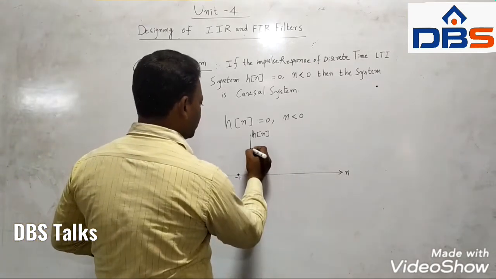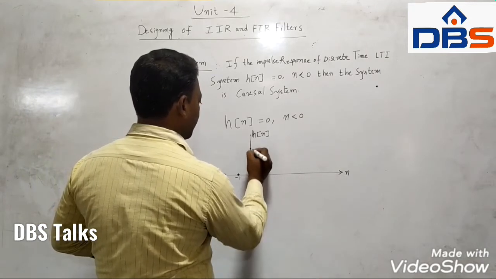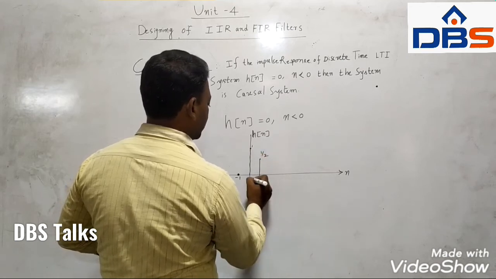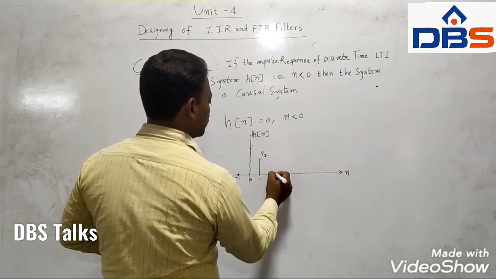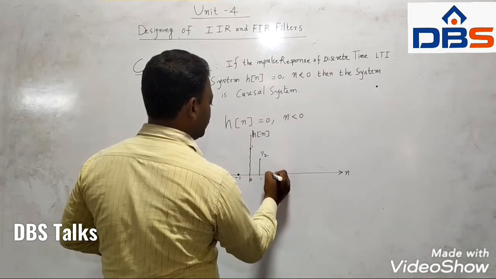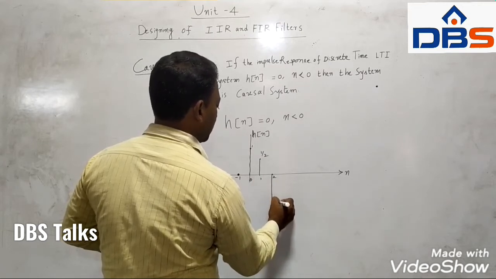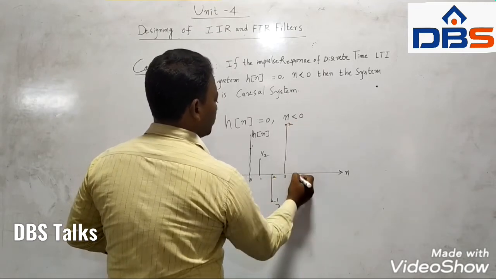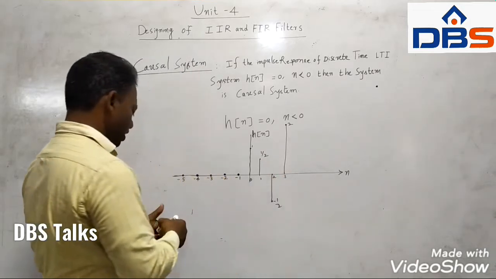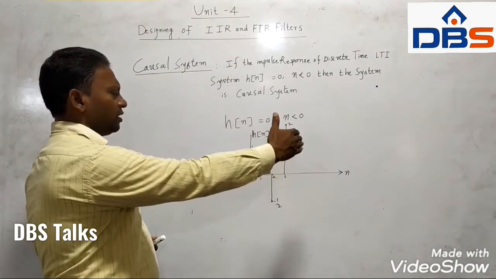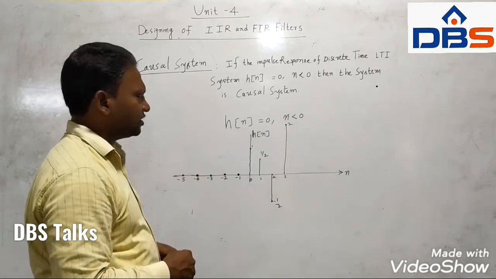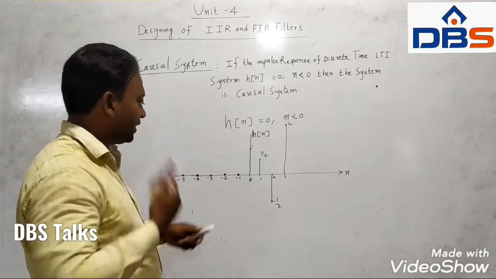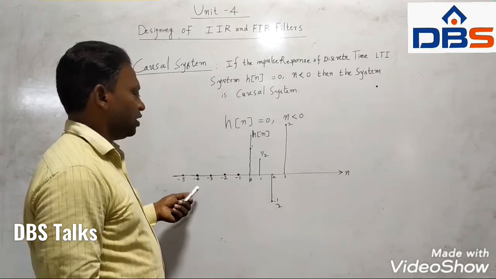And for positive n, starting from 0, you can have amplitudes like this: 1, and you can have 1 by 2. So for 0, 1, 2, you can have some minus 1, and so on. For 3 it is 2, like this. What you can observe is that for positive values of n a sequence is present, which means h of n is not 0 for positive values of n, but h of n is 0 for negative values of n.